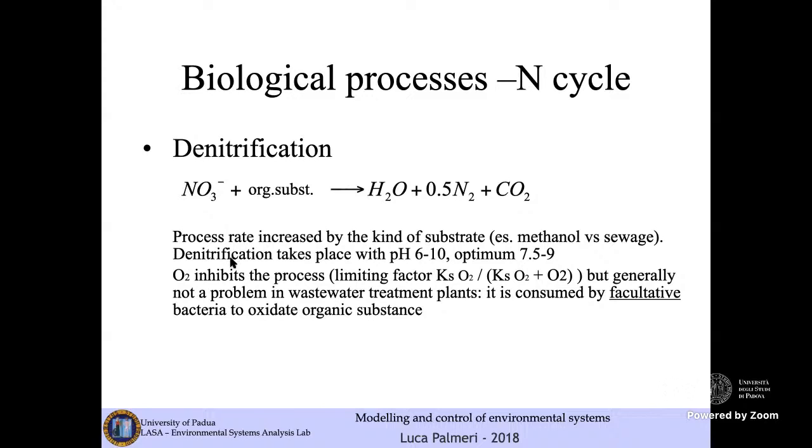It is not a problem, of course, in wastewater treatment plants in case you have a very strong organic substance content, while sometimes oxygen may be consumed by facultative bacteria to oxidize organic substance.